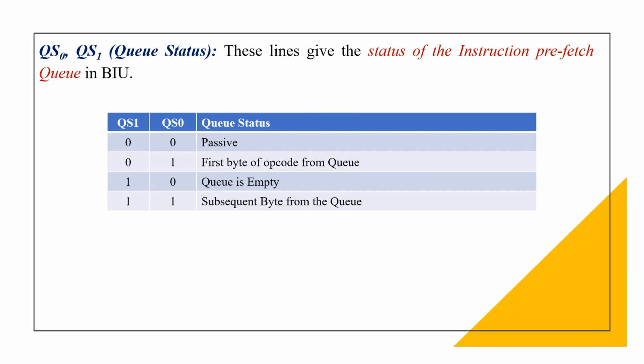The first combination is 00. That means no status signal is active, so that is a passive case or invalid case. It is 01: the first byte of opcode is being accessed from the instruction prefetch Q. It is 10: your Q is empty. It is 11: accessing of subsequent bytes is happening from the Q. So like this, the Q signals are useful for us.